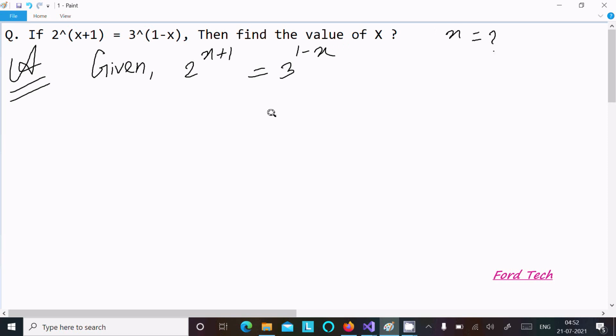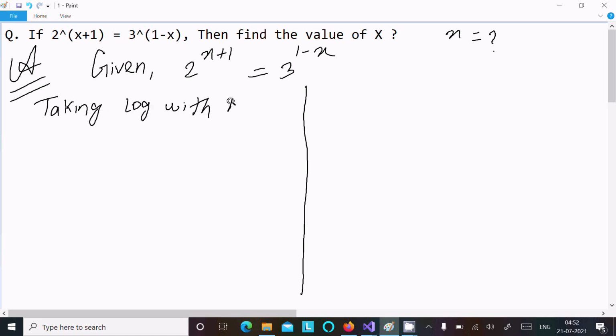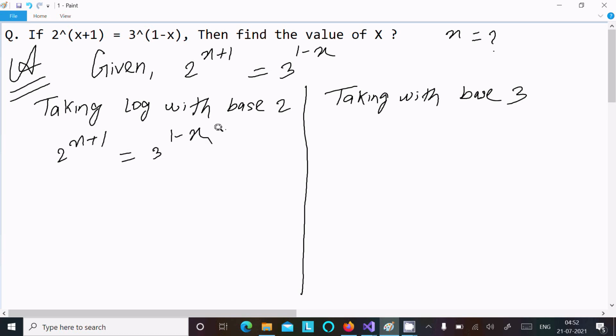We can solve this in two ways. Here, taking log with base 2, and there, taking log with base 3. So writing 2^(x+1) = 3^(1-x).